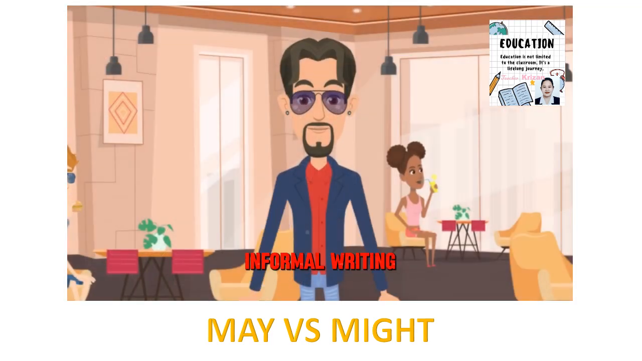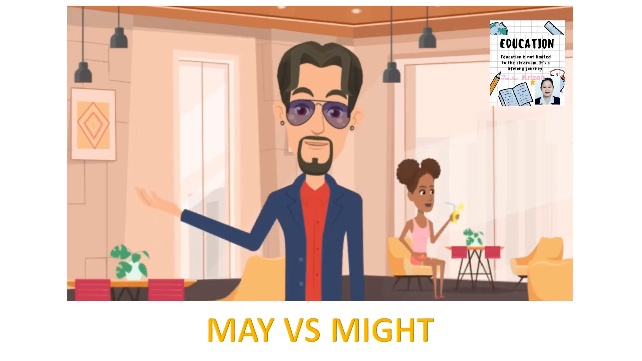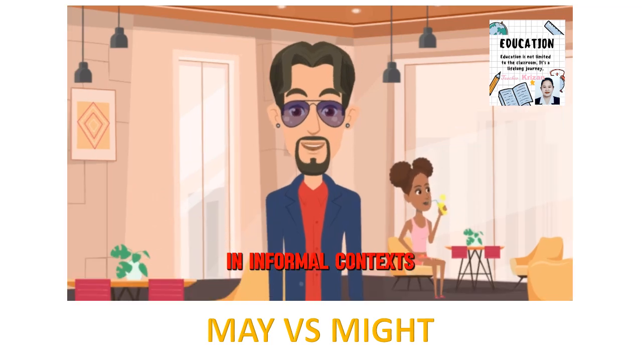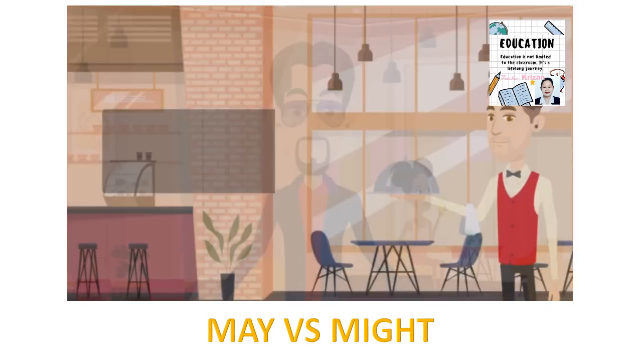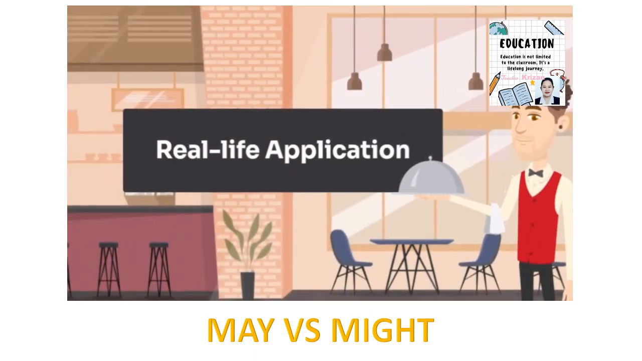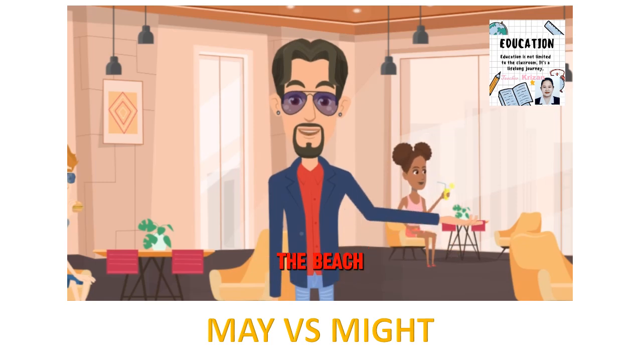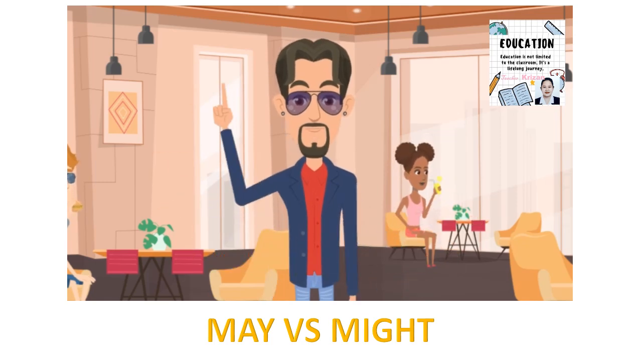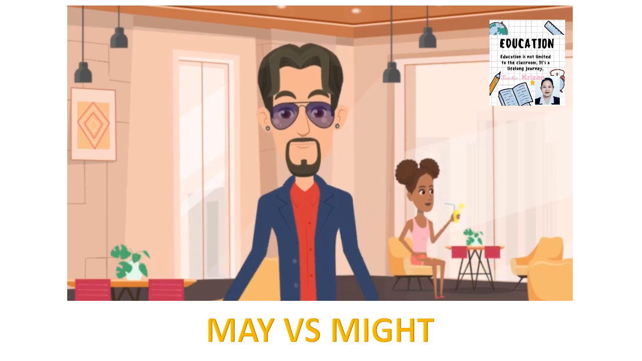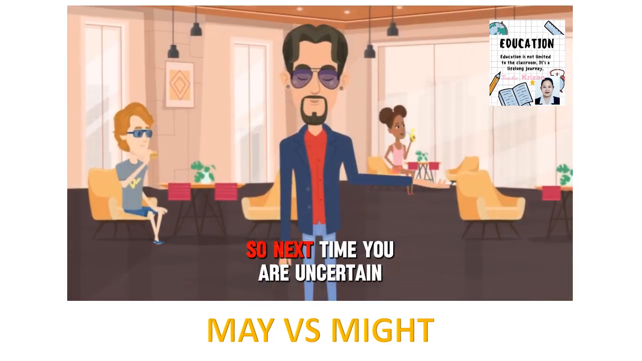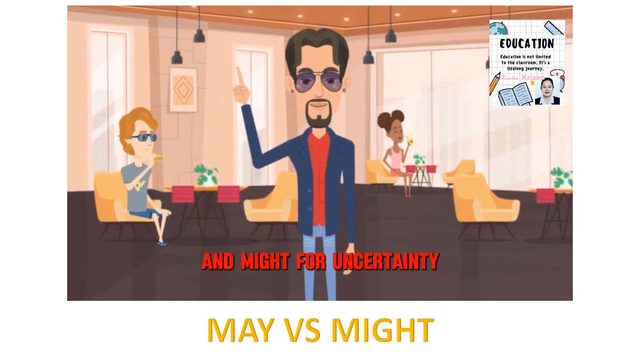In formal writing, may is preferred for present and future possibilities. In informal contexts, might is commonly used without strict distinction. When planning a trip, we may go to the beach implies a likely scenario. We might skip the movie suggests a less definite choice. So, next time you're uncertain, remember to choose may for probability and might for uncertainty.